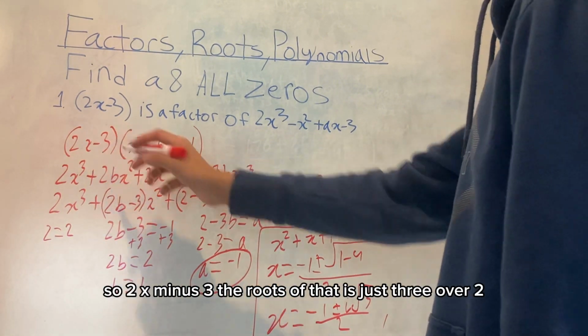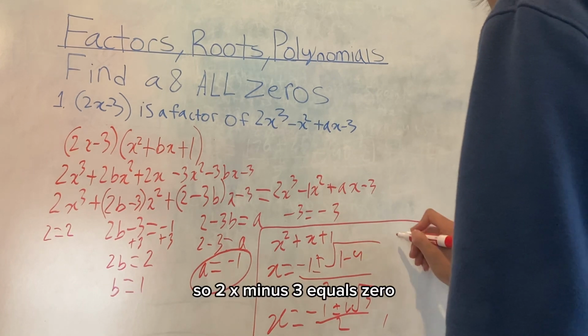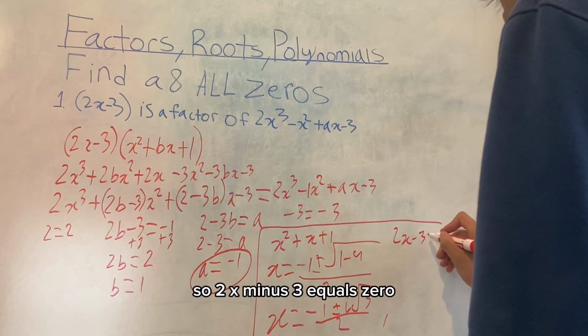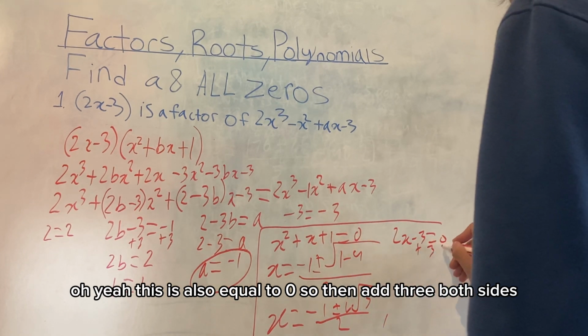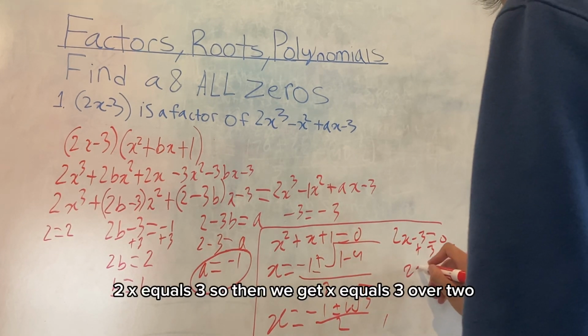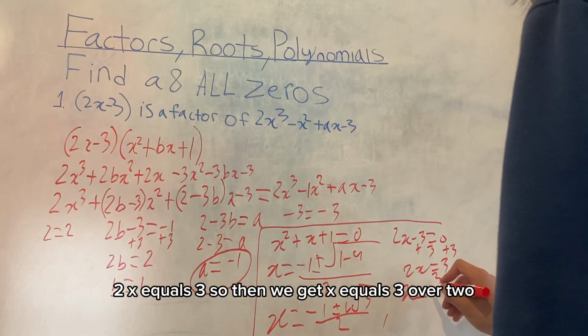So 2x minus 3, the root of that is just 3 over 2. So 2x minus 3 equals 0. Oh yeah, this is also equal to 0. So then add 3 to both sides. 2x equals 3. So then we get x equals 3 over 2.